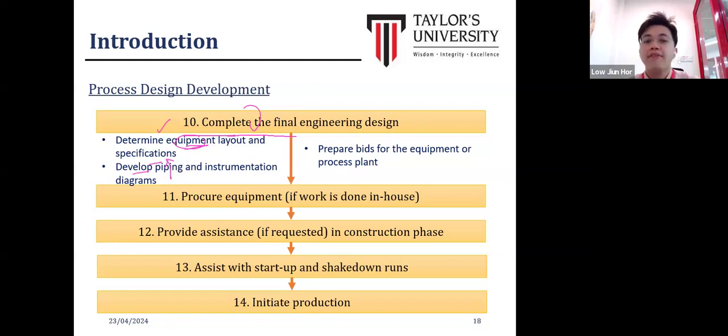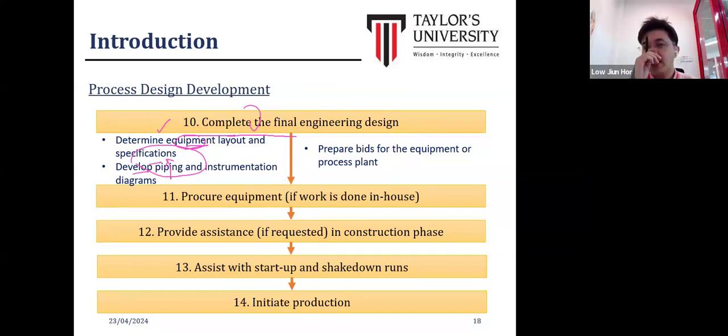Okay, then for the equipment, the reactor you are going to use in your chemical plant, you are going to ask the contractor to construct it for you.